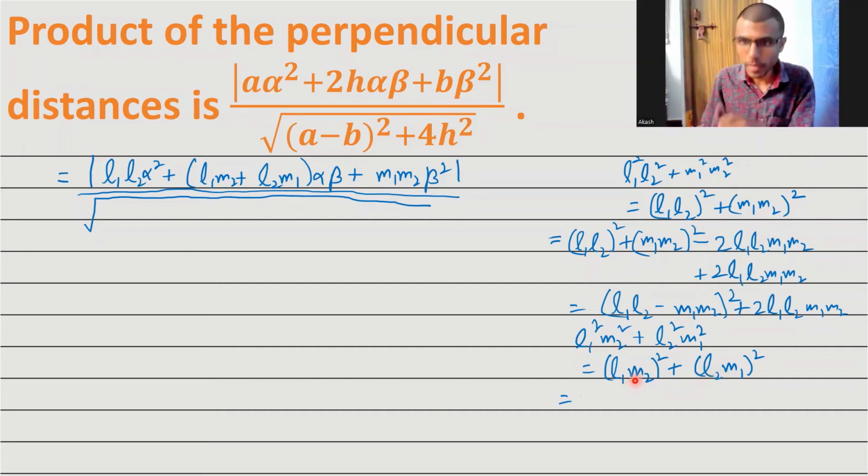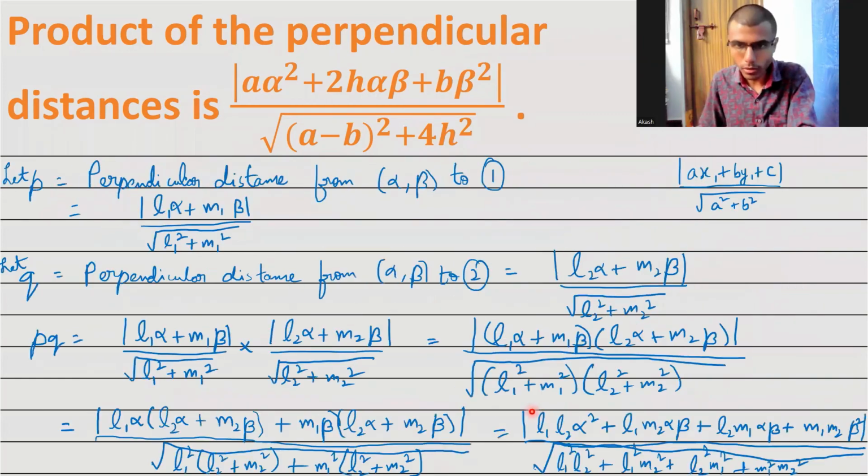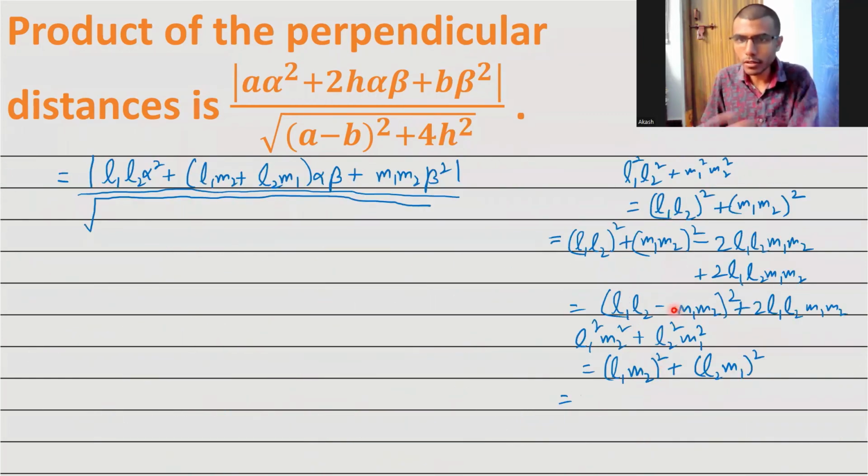Because L1 M2 plus L2 M1 is going to be 2h, whereas I wanted this of the form L1 L2 minus M1 M2, because I wanted a minus b to come. Now you'll understand as I put things down. Next, I'm going to add and subtract an ab term, which would be nothing but 2 L1 M2 L2 M1. So if I rearrange, I'll get L1 L2 M1 M2.